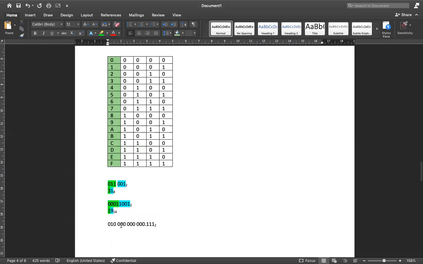0, 1, 0. What is the value? You cannot see the table. 2. Okay, no need to see. Then 2, 0, 0, 0. Again 0, 0, 0. Again 0, 0, 0. Again 1, 1, 1. After this 7. This is in octal.